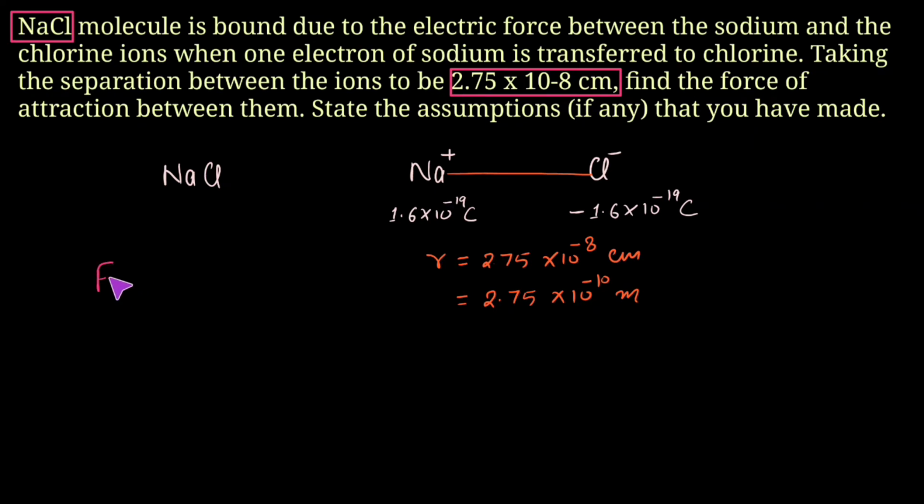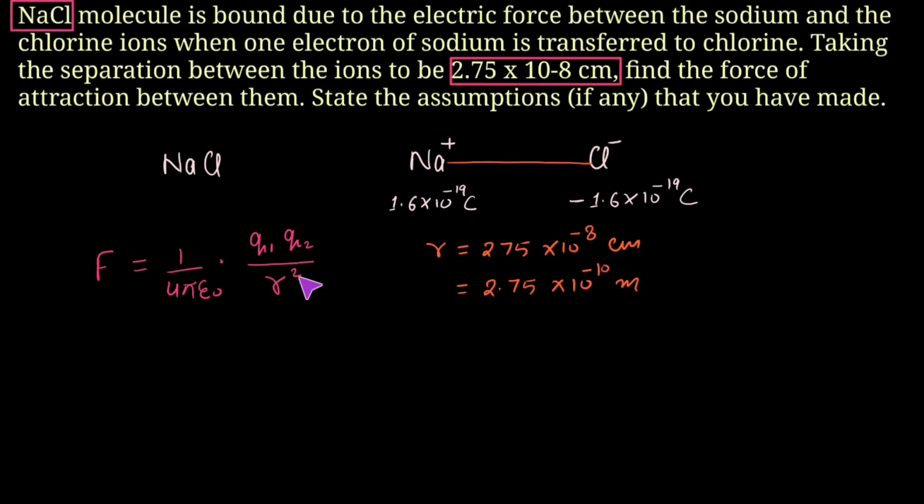In Coulomb's law, F is equal to 1 upon 4 pi epsilon naught into Q1, that is the charge on the first particle, into Q2, that is the charge on the second particle, whole divided by the square of the distance between them. Because Coulomb's law is applicable for point charges, before we apply this law for Na+ and Cl-, we have to assume one thing, that the size of Na+ and Cl- is very small as compared to the distance between them. Then only we can apply this law, because this law is applicable for point charges.